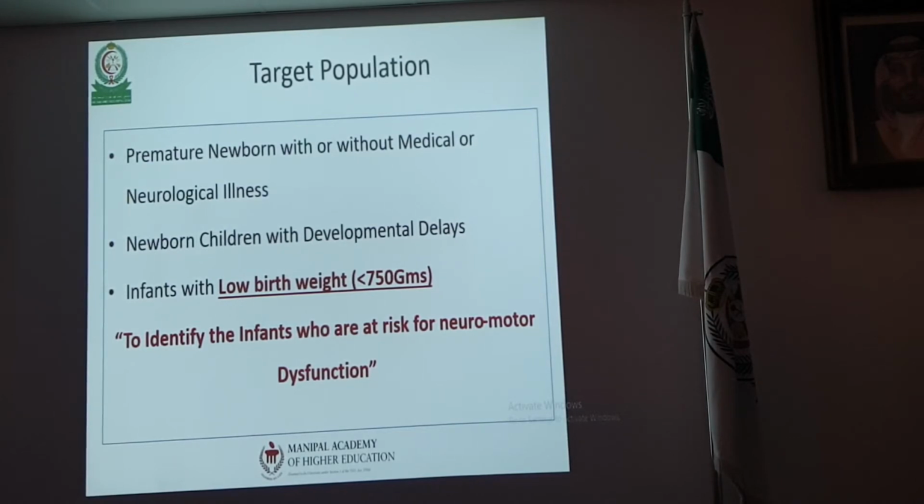So the idea is to identify the infant who is at risk for neuromotor dysfunction before it is clinically evident to the family, or before parents come to the clinician to say, look, my baby has a problem. We should be able to pick this up before the family picks up the problem. The scale should have that capacity, and the scale has that capacity. That means you are trusting the scale so that before parents notice the problem, you can identify it and say, okay, you need therapy. I suspect some problem because of XYZ reasons.